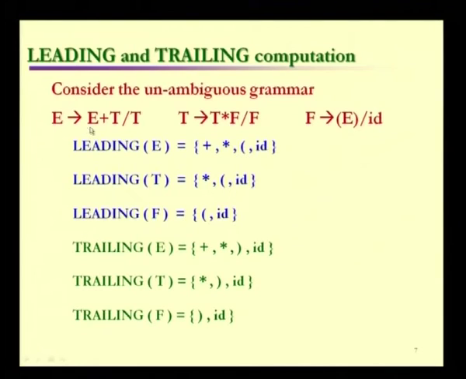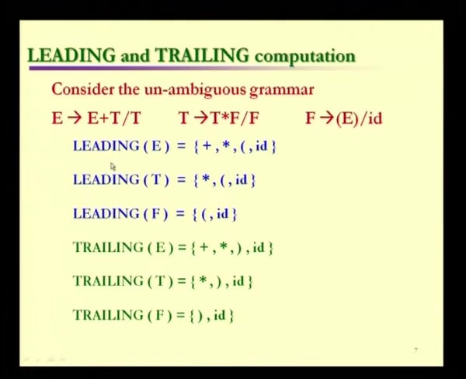Welcome back. We have just seen the algorithms for leading set computation and trailing set computation. Let us see one simple example, and after that we will see how the precedence relations are computed. So, here is the grammar, the expression grammar, which is unambiguous. E derives E plus T or T, T derives T star F or F, and F derives open bracket E closing bracket or ID.